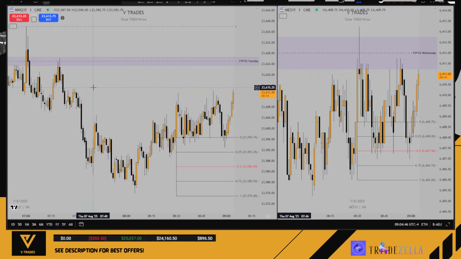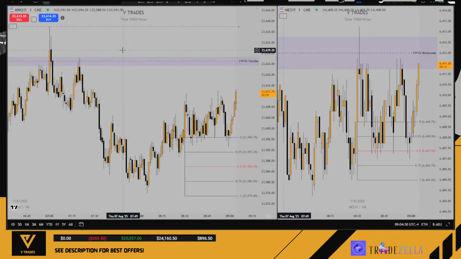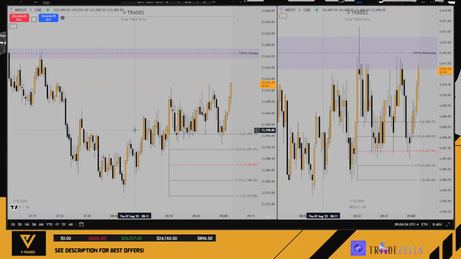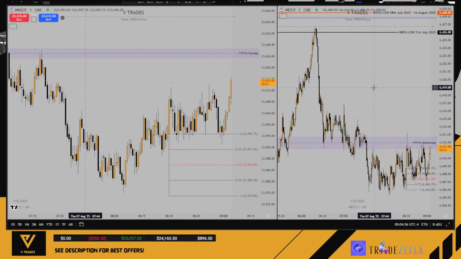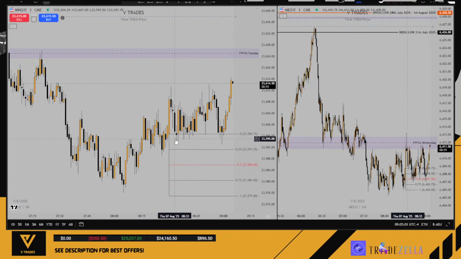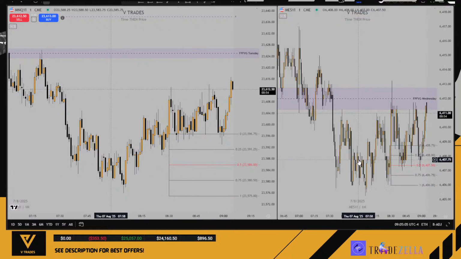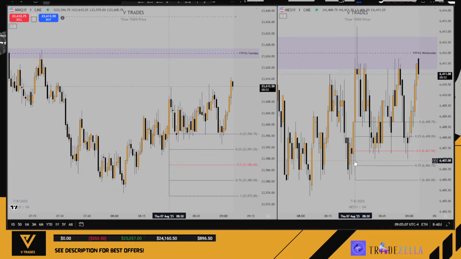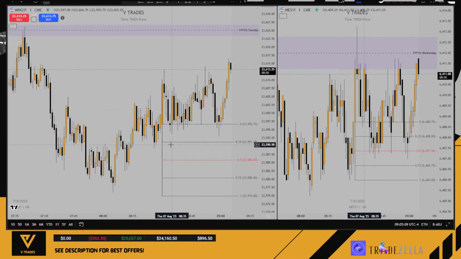That was my first partial, 23,615. And my terminus was this first presented fair value gap from Tuesday on NQ. On ES, I think it can trade until here. So, yep, that is how I'm looking at the market right now. We are 25 minutes away from market open.